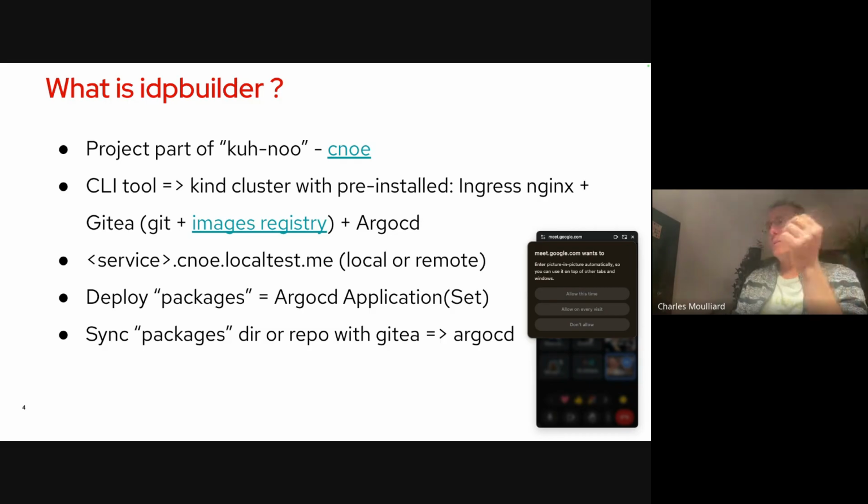Argo CD, of course, will be deployed as a core package. And when you create a new local kind cluster, all the different services, Gitty, Argo CD, Ingress, let's say, all the new applications that you want to expose as an Ingress route will become available under the domain name cnu.localtest.me.